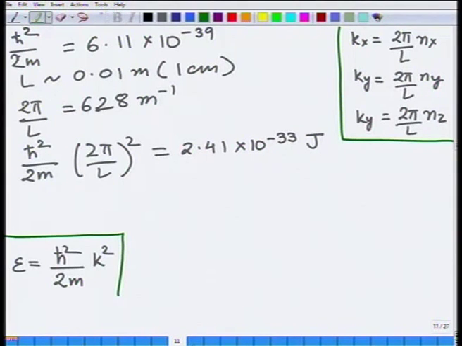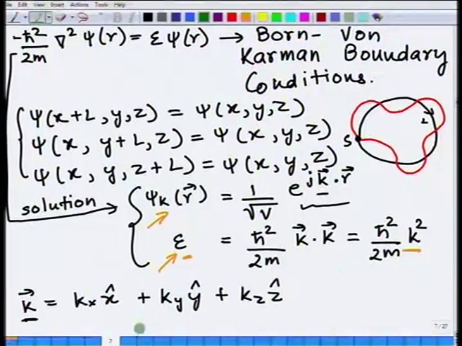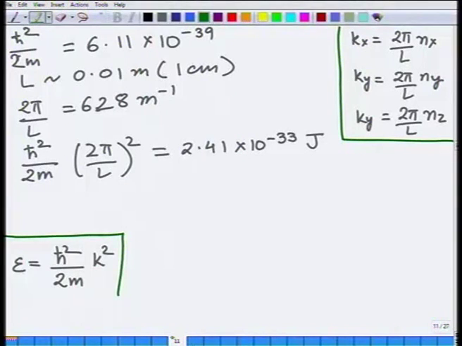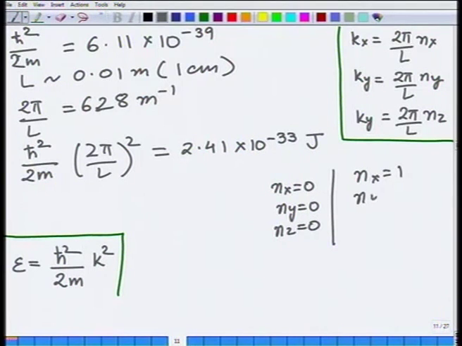Now, notice that as n_x, n_y and n_z change by one integer, k_x changes by this much amount. Imagine one state at n_x equal to 0, n_y equal to 0, and n_z equal to 0, and in the next case let us assume n_x equal to 1, n_y equal to 0, and n_z equal to 0, the next accessible state for the electron. For the first case, energy is equal to 0, as energy depends on h bar square by 2m times k square, that means energy is 0.